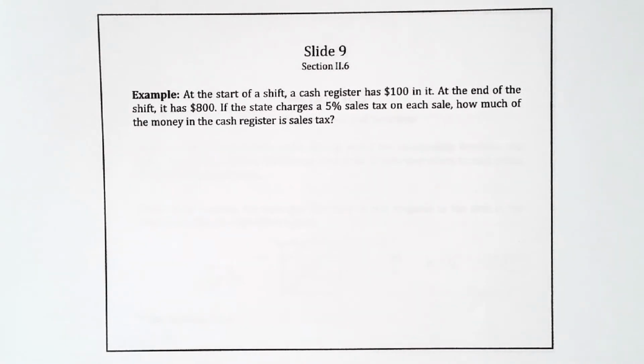This is one you should think about, and maybe we'll talk about it in class. I don't know if I want to work it out, but let me at least discuss it. So at the start of a shift, a cash register has $100 in it. At the end of the shift, it has $800. If the state charges a 5% sales tax on each sale, how much of the money in the cash register is sales tax? Well, so first of all, of course, what we're really looking at is $700.